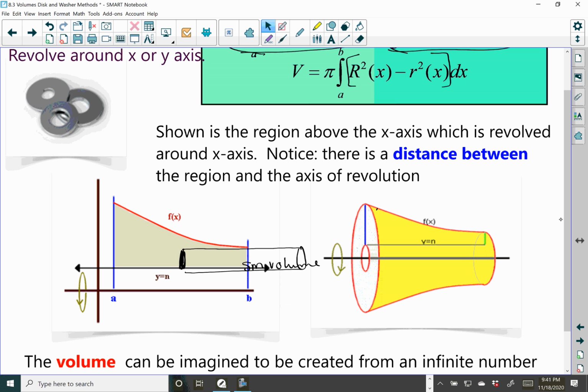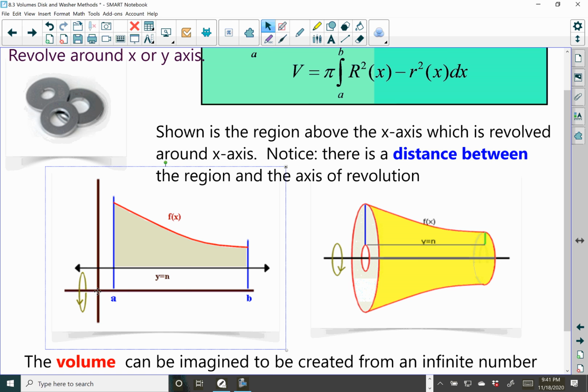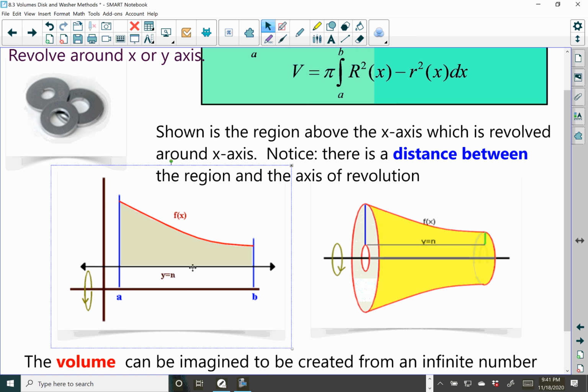Shown is the region above the x-axis. There we go. How about the beige area? And it's revolved about the x-axis, and you can see there's this definite void area, right?